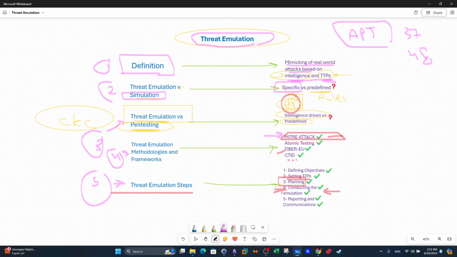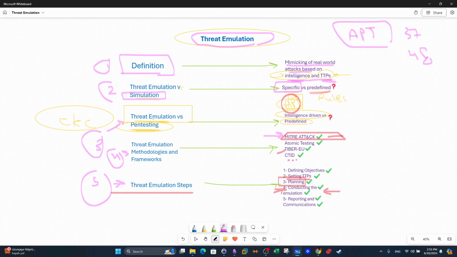While on the other hand, simulation, most of the time, is predefined, meaning we have predefined rules and steps according to which we conduct the threat simulation. Most of the time, threat simulation attempts to be broad, mimicking the behavior and functions of more than one APT. It encompasses more than one APT, so it is general.